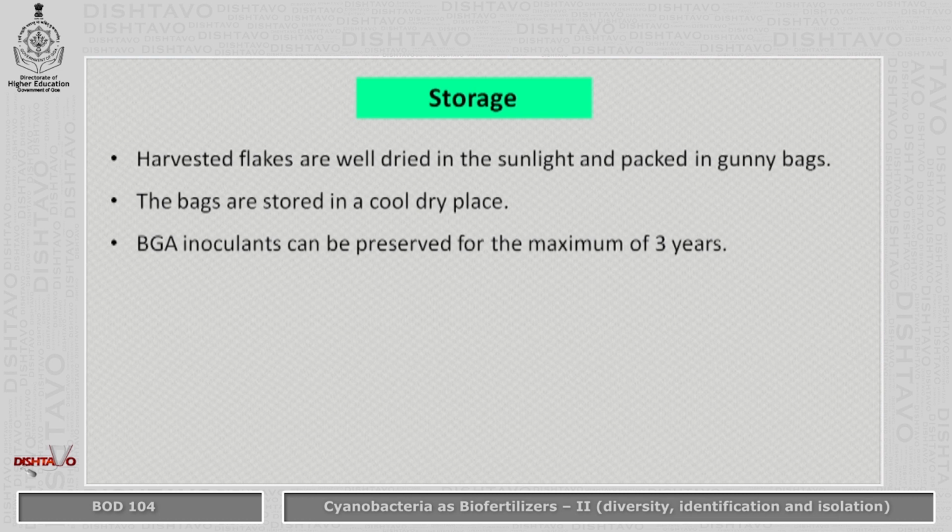Now, storage is a very important step over here. Harvested flakes are well dried in the sunlight and are packed in gunny bags. These bags are kept in a cool and dry place. The blue-green algal inoculants can be preserved for a maximum of 3 years. That is, the viability is a maximum of 3 years.